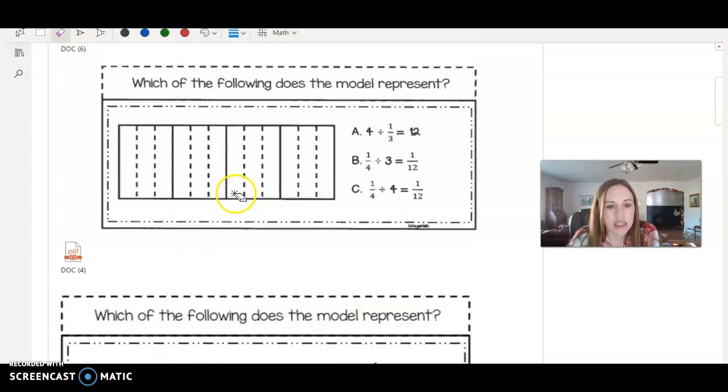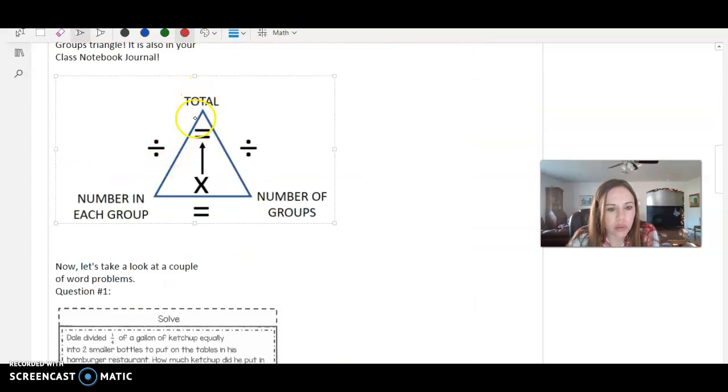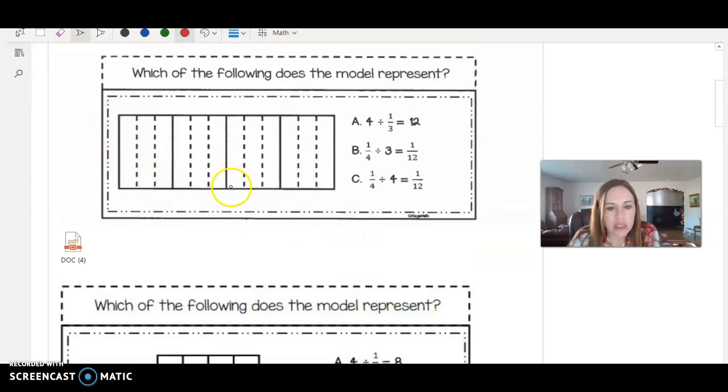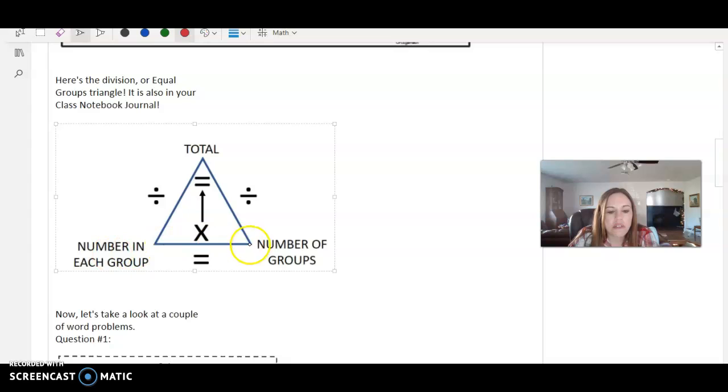But in this case, we started with 4 wholes. 4 wholes got divided up by what's in each group. Okay, just like here, we started with our total, got divided by the number in each group, and my answer was the number of groups. So here we started with 4, divided up into thirds, that's what's in each group. And my answer was how many thirds I had. I had 12 thirds. So that's the division triangle.